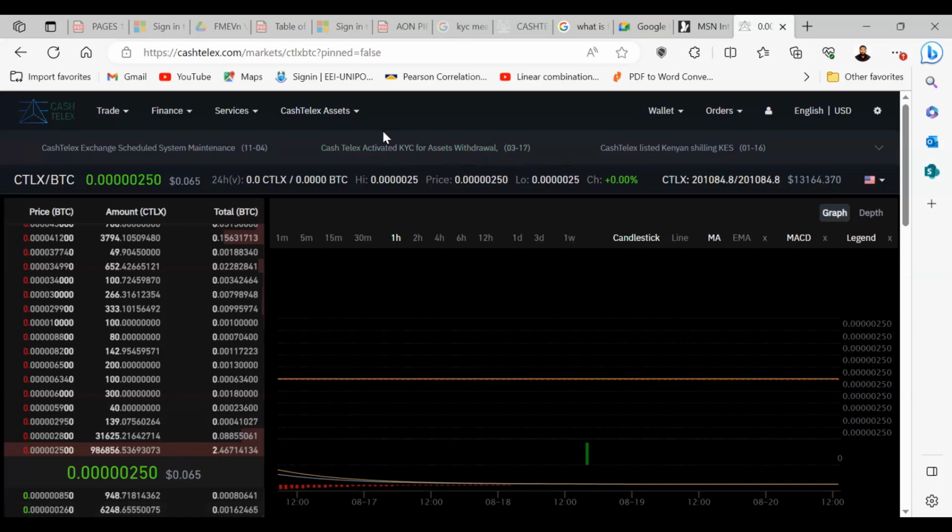If you are sure that you have BTC in your account, the first thing you do is go to this trade. When you go to trade, you'll see two options, classic and advanced. For now, we're not using advanced on the CashTelex exchange. We're only using classic, so you click on classic.